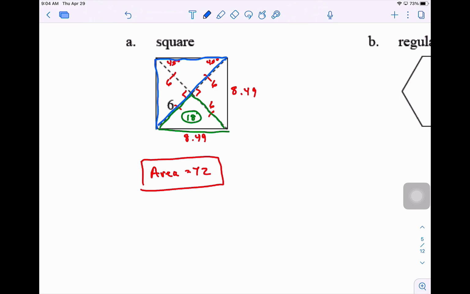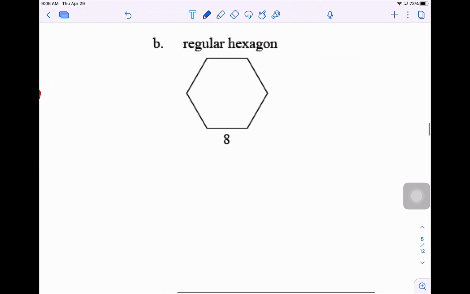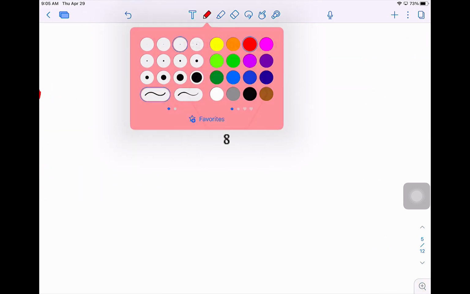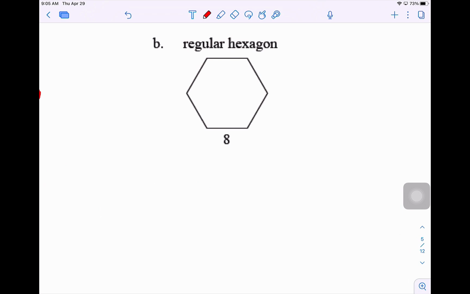And there's other ways as well. But what I wanted you to recognize is, in this case, we could find it directly with the 8.49s, or multiple different ways you could break that into triangles, break that into other shapes, and find it that way. Okay? How about on part B here? Now the regular hexagon. Not an infinite, that's the regular hexagon.